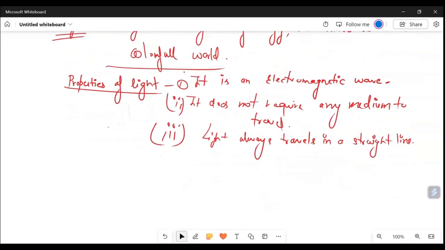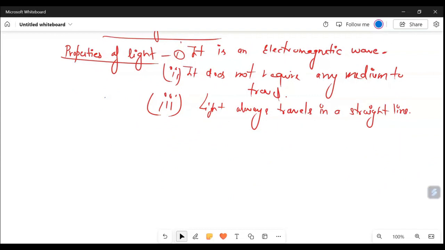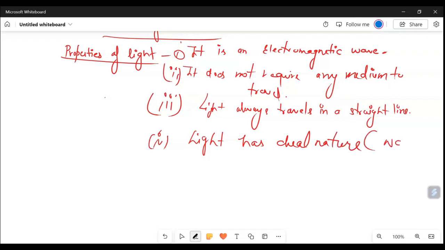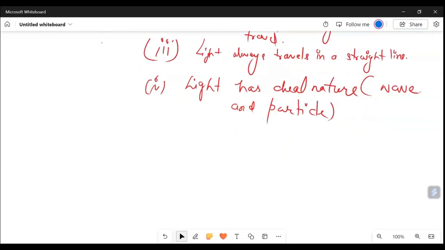The fourth property, which we are also going to discuss in higher classes, is that light has dual nature. What is dual nature? Dual nature means light is a wave and also a particle. So dual nature is the wave and particle nature of light. Light behaves as a wave also, and as a particle also, with respect to the surrounding or the surface it is interacting with.